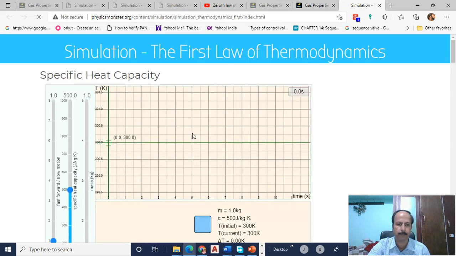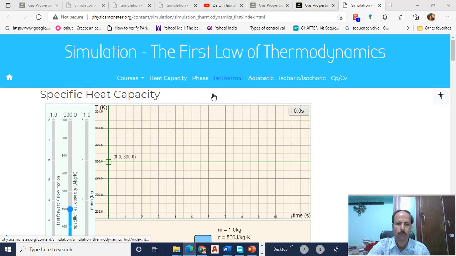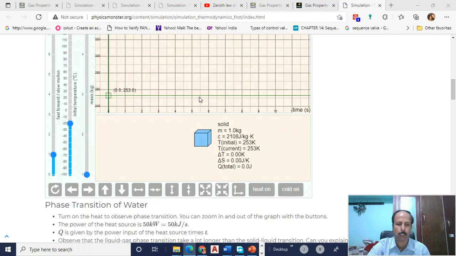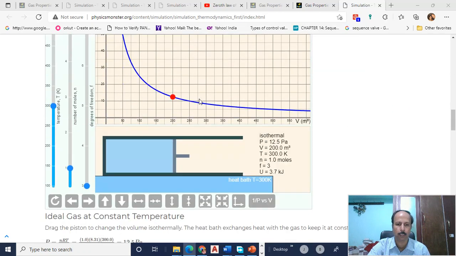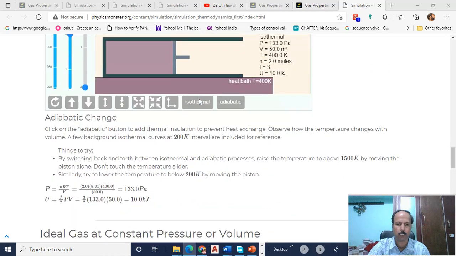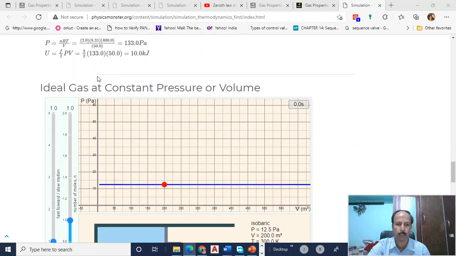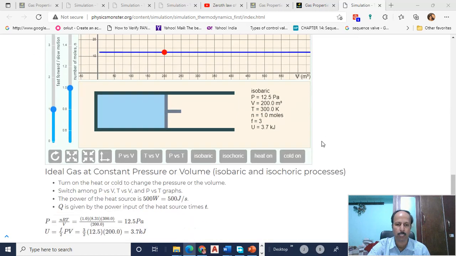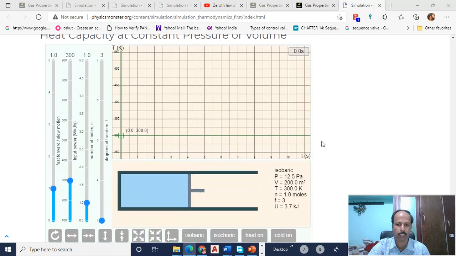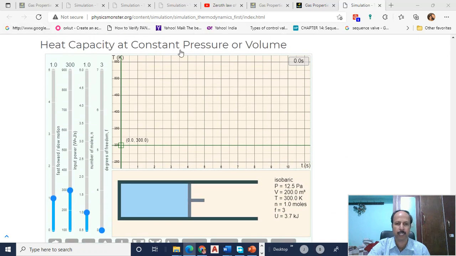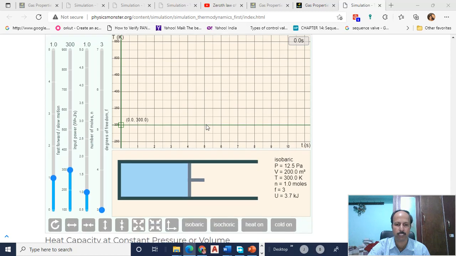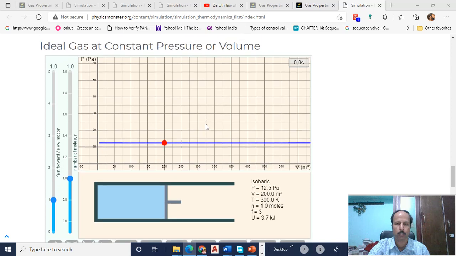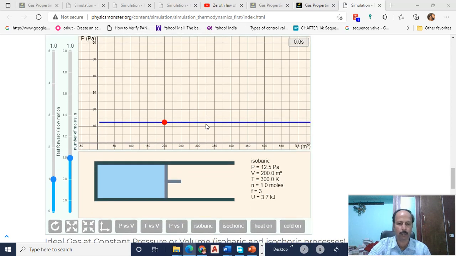This is that website. You have to scroll down to this simulation. There are many simulations. You have to scroll down to this simulation, or you can also use this simulation, that is heat capacity at constant pressure or volume. You can use either of these simulations to simulate the first law of thermodynamics.